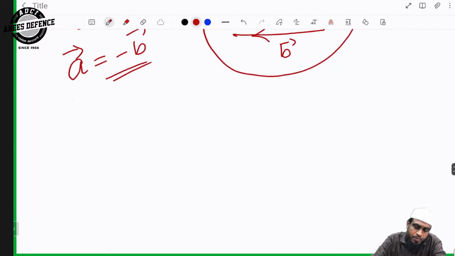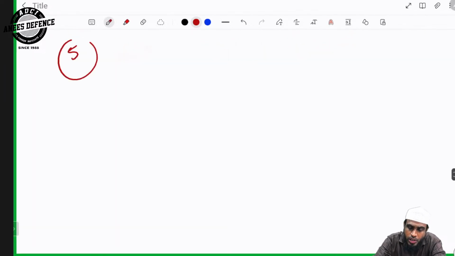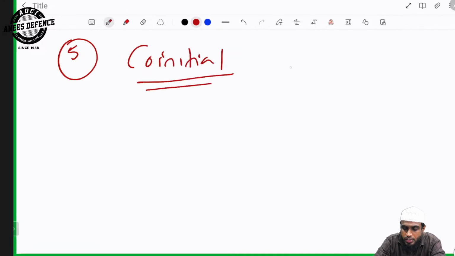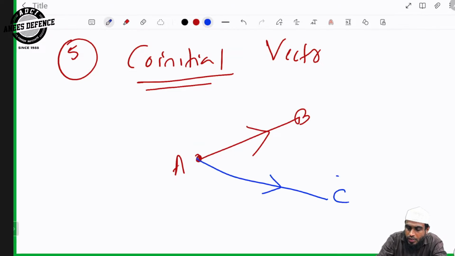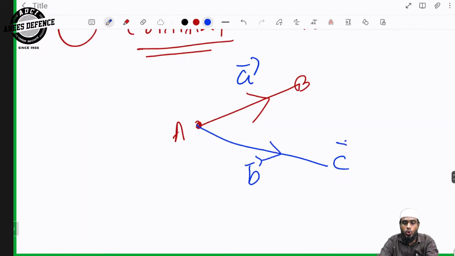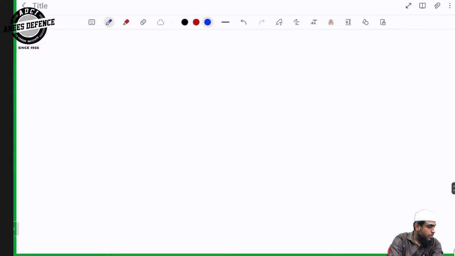Then another type, co-initial vector. What is co-initial? Co-initial vector means here you have a vector starting from A to B. I will call it AB. Another vector starts from the same point but goes in a different direction. So this is A and this is B. Since both vectors have the same initial point, we can call them co-initial vectors.